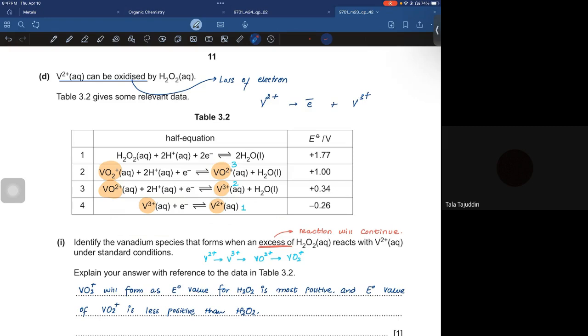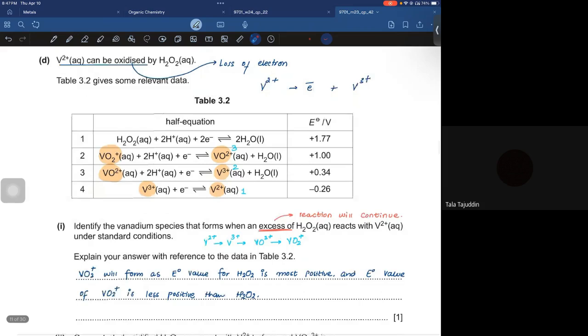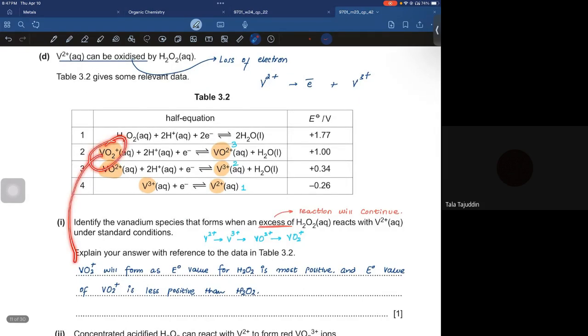Then of course they are saying excess of hydrogen peroxide, so it would continuously keep oxidizing into this, and then into this. So your final product would be VO2+ with a 1+ charge. Identify the vanadium species. I would say that is this, your final species. Why? Because they are saying excess of hydrogen peroxide, so it would continue the reaction.